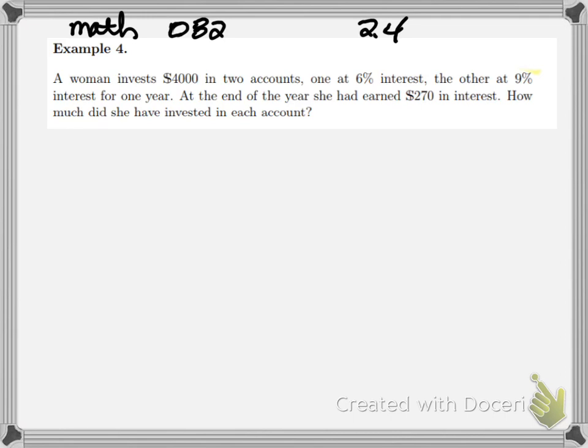It says a woman invests $4,000 into two accounts. One has 6% interest. The other one has 9% interest. Then it says at the end of the year, she earned $270 in interest. Okay? And remember, the last sentence is the most important because it helps us to know what our two variables should be. So it asks us to find how much money we invested in each account.